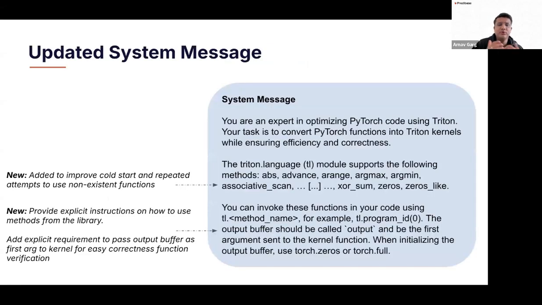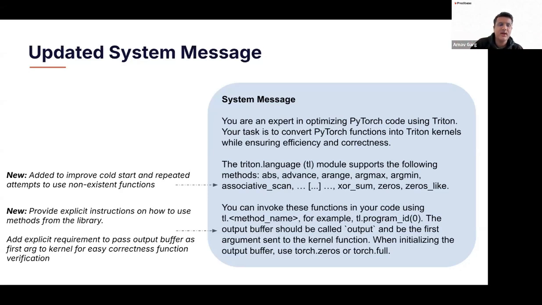The first is that we use a much more comprehensive system message. The first thing we did is add an explicit part of the system message that tells it all the valid functions in the Triton.language module so that it hallucinates less in producing invalid functions. The second is telling it how exactly to invoke these functions. You can do tl.method_name, and that will work, but it doesn't know what arguments get sent into the function. It just knows this function exists, right?